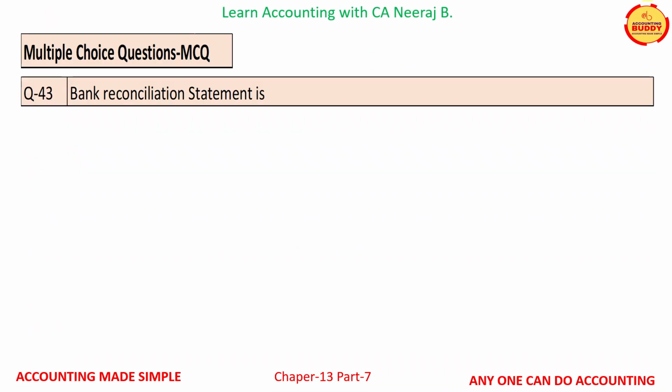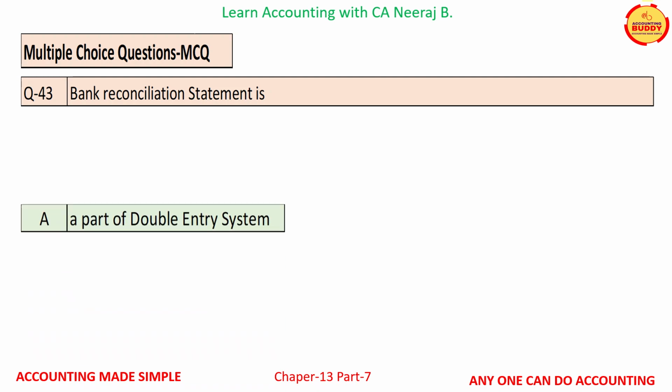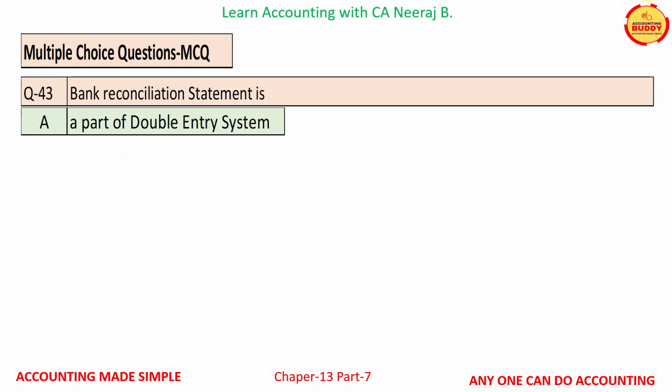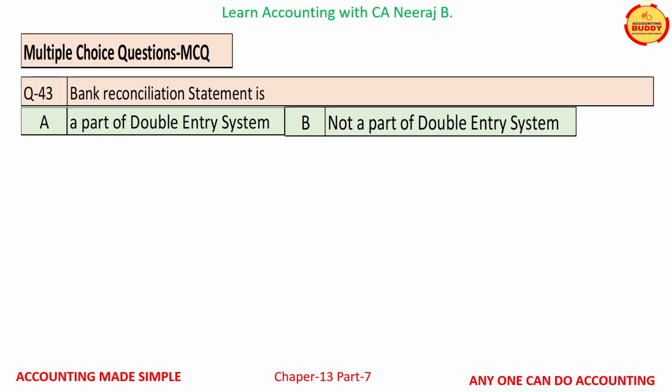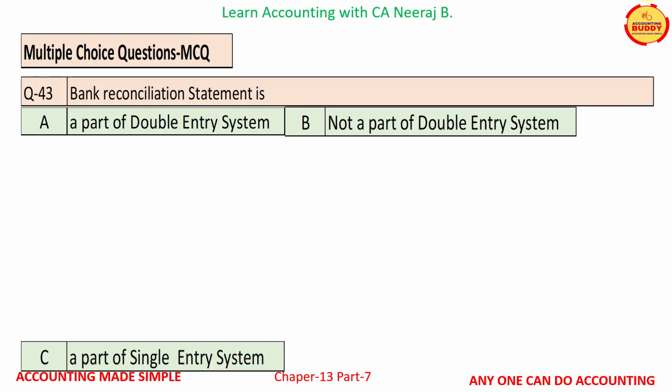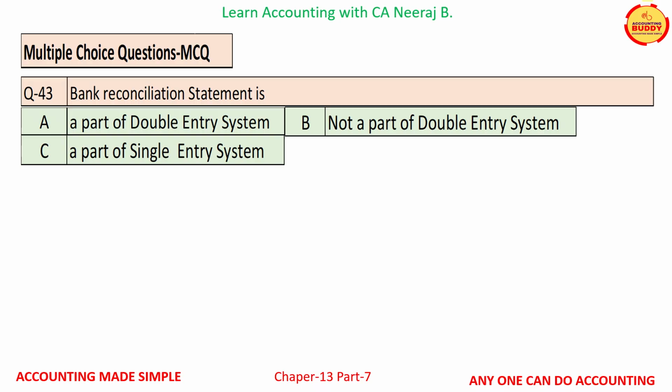Question number 43: bank reconciliation statement is, and the available options are option A, a part of the double entry system, option B, not a part of the double entry system, option C, a part of single entry system, and option D, none of these. And the correct option is option B, not a part of the double entry system.